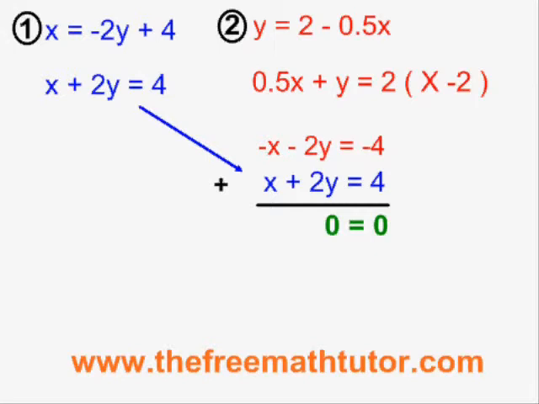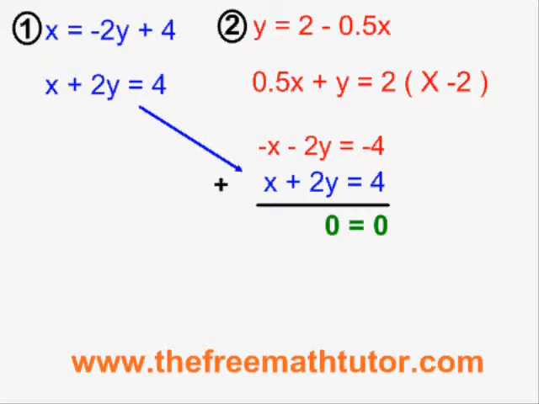This can be confusing if I'm not expecting it, but when you have coinciding lines, this will always happen. All of the variables and constant terms cancel, and you end up with 0 equals 0. This is your clue that you have coinciding lines.